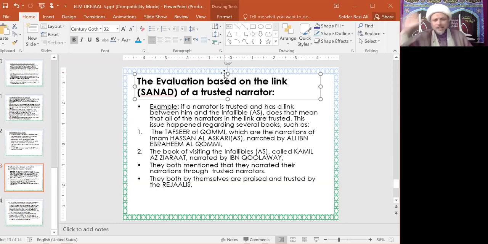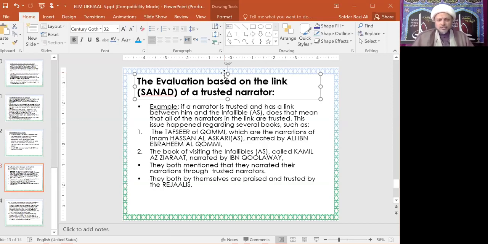So we say he is thiqah, but we don't have any other indication. Sheikh al-Mufid took it in this hadith. Sheikh al-Mufid said all these are reliable. Ali ibn Ibrahim al-Qummi said all these are reliable in his Kamil al-Ziyarat, so we take it. So this is a principle: an unknown narrator being in the link of Sheikh al-Mufid or in the link of Kamil al-Ziyarat is a trusted person.